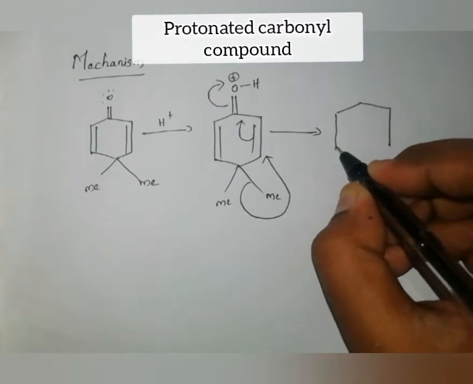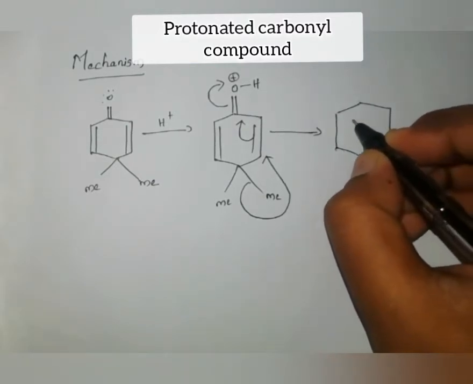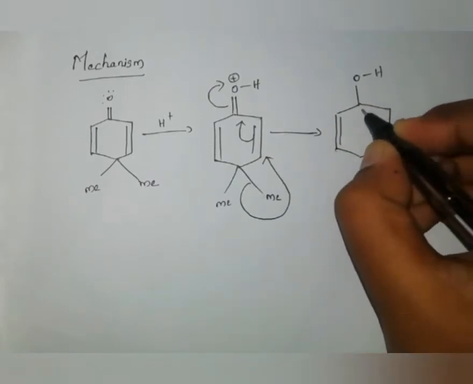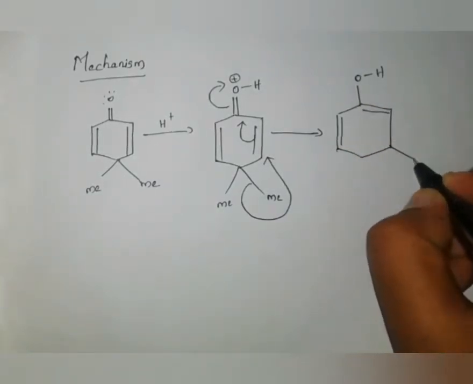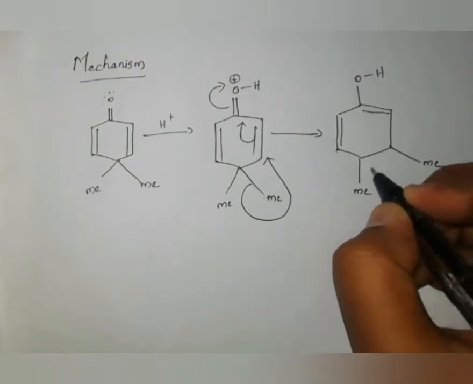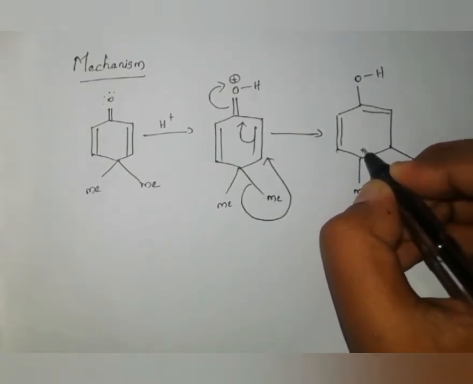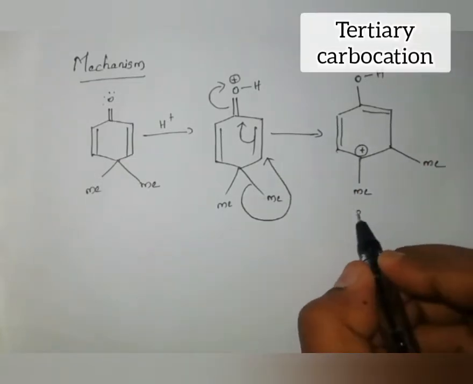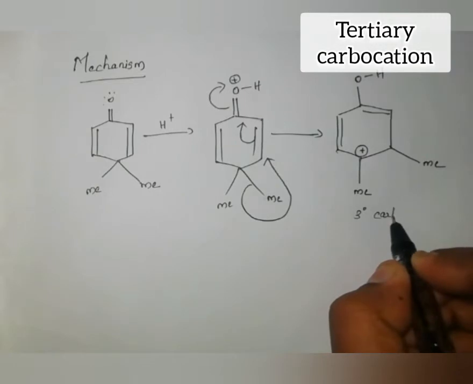So this bond remains the same, this becomes OH, and here is one bond, and this Me group is migrated to this side, and here there is one Me group, that is a methyl group, and here it becomes positive. This is the tertiary carbocation.